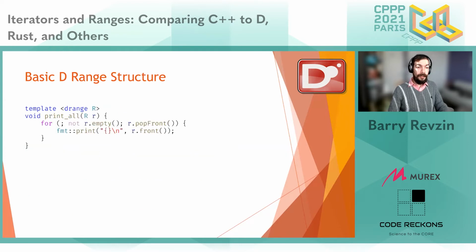A basic D loop looks very similar to the C++ loop. We're just basically calling differently named functions. First, we check if we're done, then we read the next element, and then we advance it. It's worth pointing out that here we're taking the range by value, whereas in C++ we took the range by reference. This is because D ranges are intended to be cheaply consumed, whereas in C++, that's not necessarily the case.